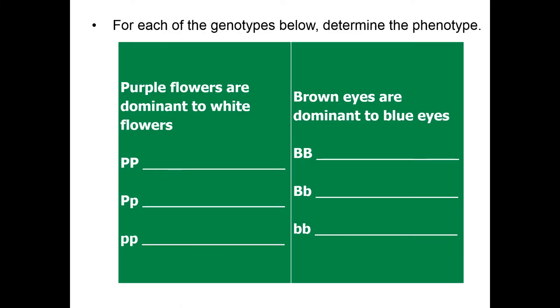So for each of these genotypes below, determine the phenotype. We have purple flowers and white flowers. Two copies of the dominant allele, purple flowers. A copy of each, purple being dominant over white, purple flowers. Two copies of the recessive allele, white flowers. Looking at brown eyes versus blue eyes, brown being dominant to blue: two copies of the dominant allele, brown eyes. A copy of each, brown eyes. And two copies of the recessive allele, blue eyes.